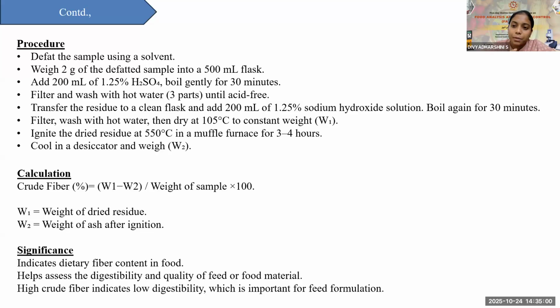So indicating a dietary fiber content in the food. If the person has irritable bowel syndrome or some other issues with their stomach, they can't digest a high fiber food. So for that, we can also go with this analysis, indicating dietary fiber content in the food, helping analyze the digestibility and quality of feed as well as the food material. High crude fiber indicates low digestibility, obviously. So we can optimize the raw material for any product development, which is important for feed formulation also.